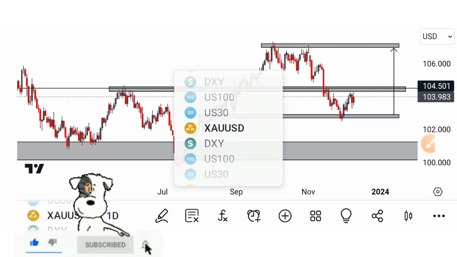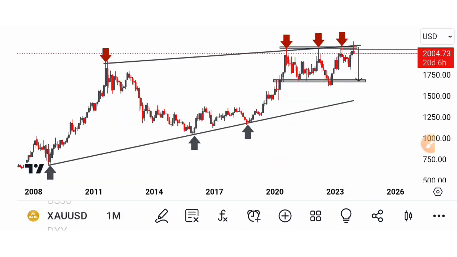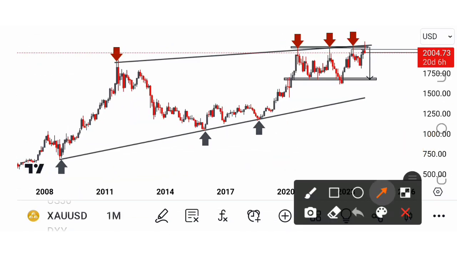Our second instrument of the day, this is gold, the instrument that I specifically trade on the monthly time frame. Let's go ahead and check. I'm bearish on this market, and the reason why, it's clean to see. Obviously, we do have a resisting trend line over there, first touch, second touch, third touch, and a fourth touch.